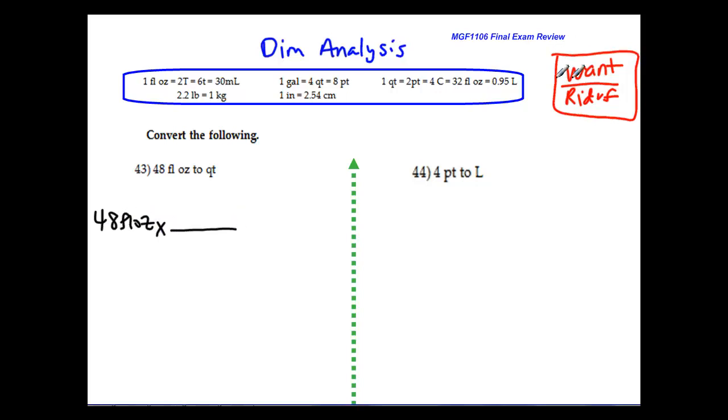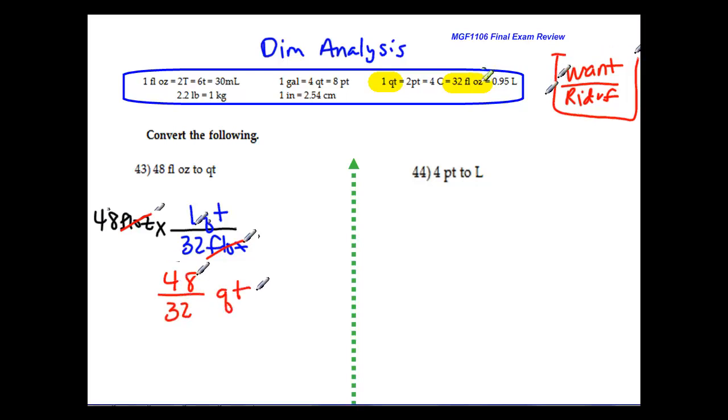What we want, looking up here for my conversion factors, 32 fluid ounces to 1 quart. This is where we need to be careful. We want the quarts, so the quarts go in the numerator. We want to get rid of the fluid ounces, so that goes in the denominator. Double check. These cancel. 48 times 1 is 48. Divided by 32. The quarts are left. 48 divided by 32 in our calculator gives us 1.5 quarts.